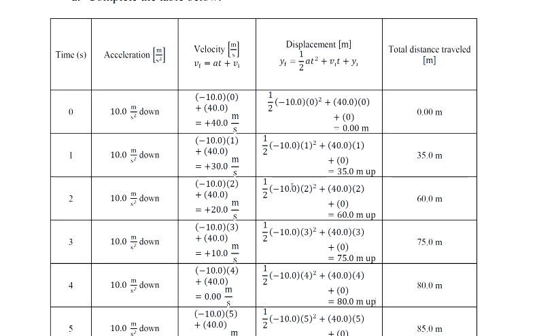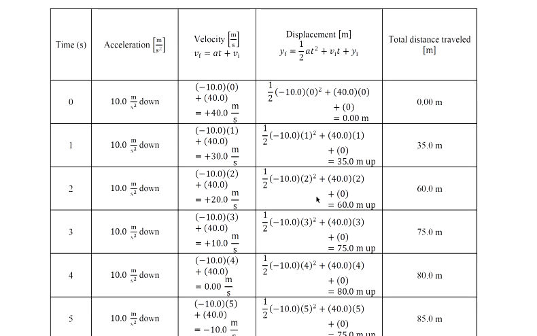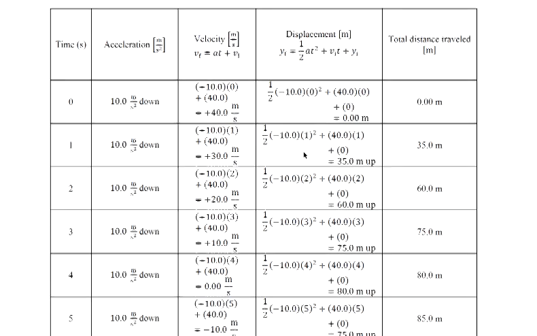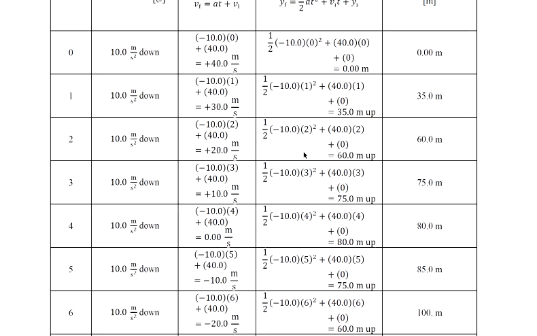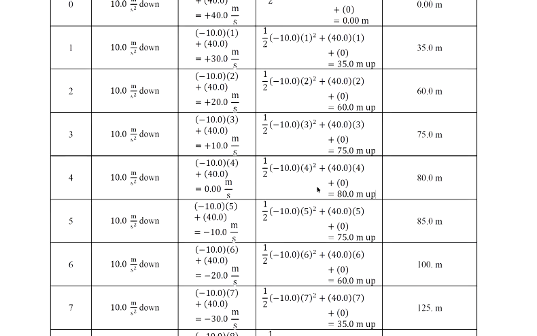You see between times equals 0 and 1, the object moves 35 meters. Then between 1 and 2 seconds, the object moves 60 minus 35, which is only 25 meters. Then between 2 and 3 seconds, the object moves 75 minus 60, which is only 15 meters. Between 3 and 4 seconds, the object moves only 5 meters. 80 minus 75 is 5.